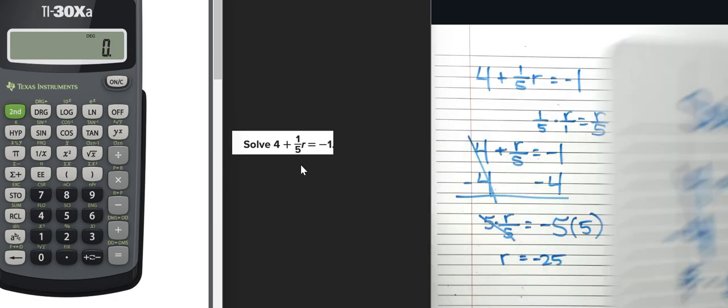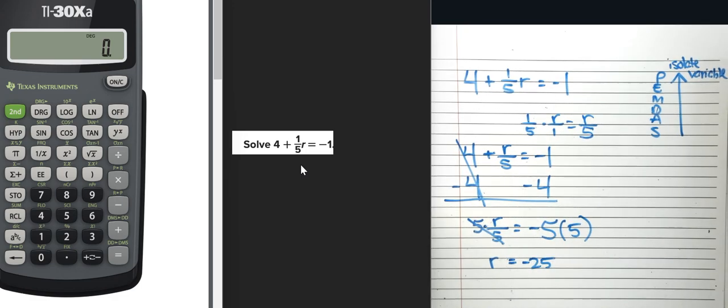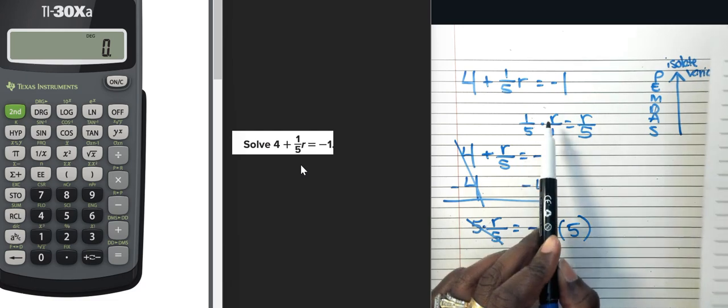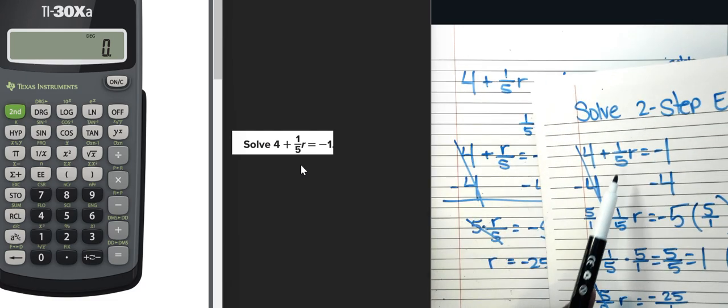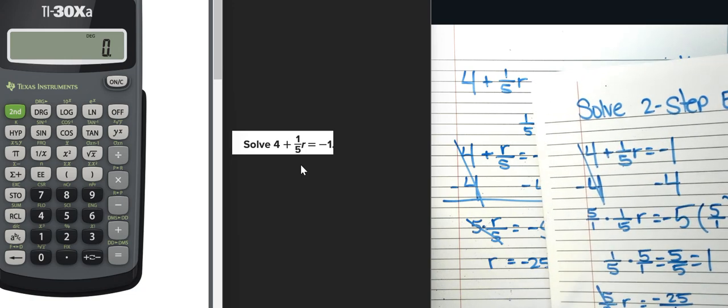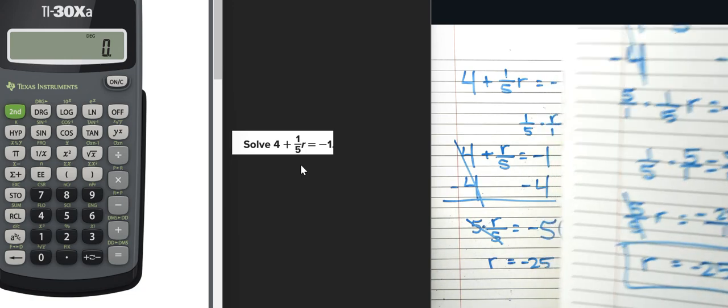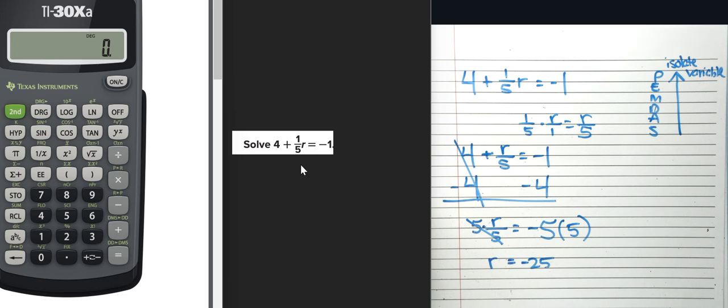So those are two ways that we can look at isolating our variable. You can look at the r in division form, or you can look at it in terms of multiplication. So either one of them will get you the same answer of r is equal to -25.